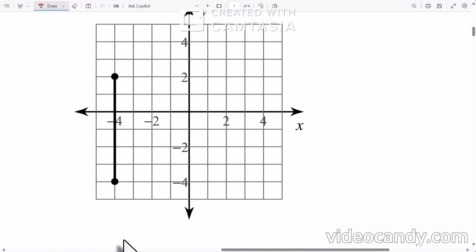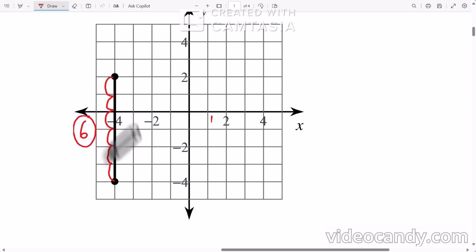For the ones that are perfectly horizontal or perfectly vertical, all you have to do is count. Like I said, make sure that each square is only worth 1. And then you can just count this. Just go 1, 2, 3, 4, 5, 6, and that's it. The length of that line is just 6.